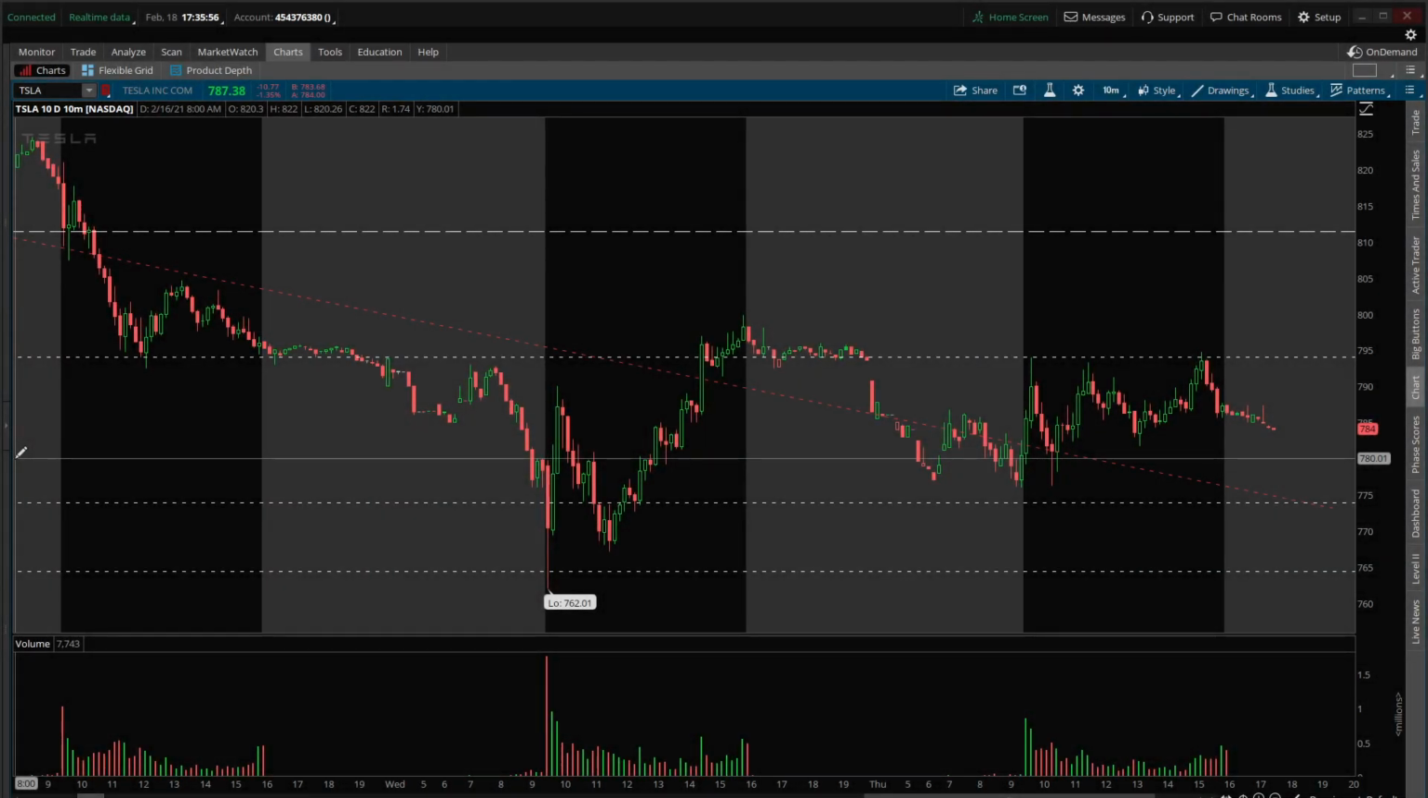Here's the chart for Tesla. We're on a 10-day, 10-minute chart today. Not much price action. It was a very choppy day in the market. And Tesla, it's tough to find a story here when the price isn't moving.